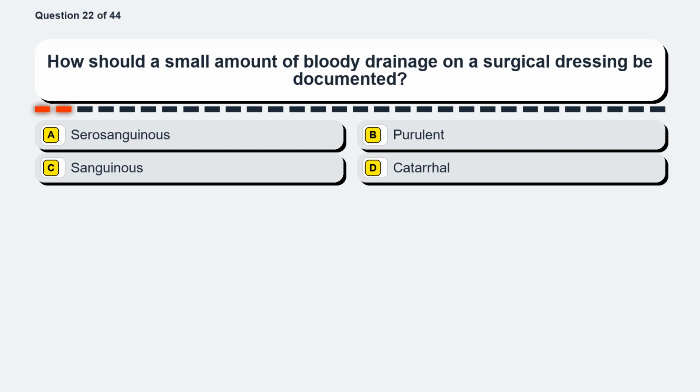Question 22. How should a small amount of bloody drainage on a surgical dressing be documented? Option A, serosanguinous. Option B, purulent. Option C, sanguinous. Option D, catarrhal.